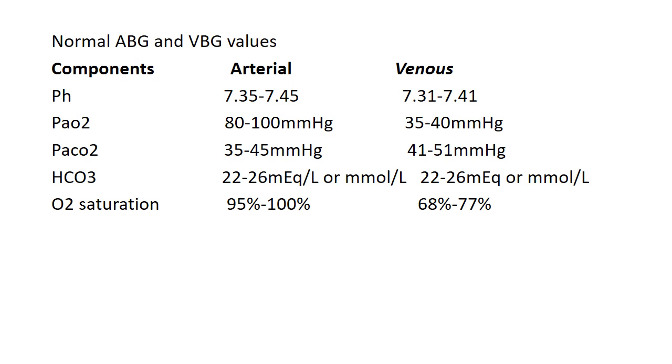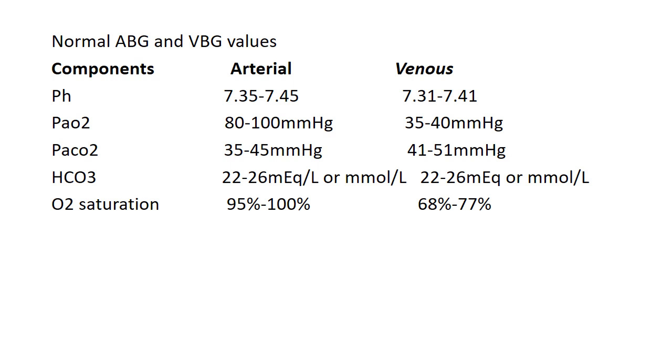Okay. Next, what are the ABG and VBG normal values? Normal pH of arterial blood is 7.35 to 7.45. For calculation purposes, we take 7.4 as normal. And venous 7.31 to 7.41. What is the value of PaO2? It is 80 to 100 millimeter mercury. And venous 35 to 40 millimeter mercury.